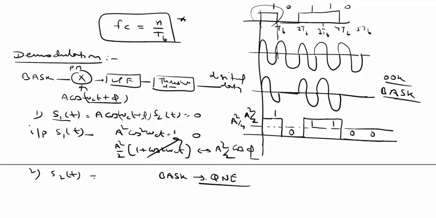Now we consider the bandwidth of BASK. How can we consider the bandwidth?